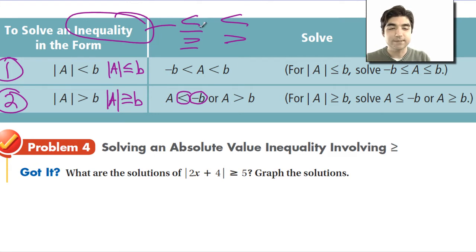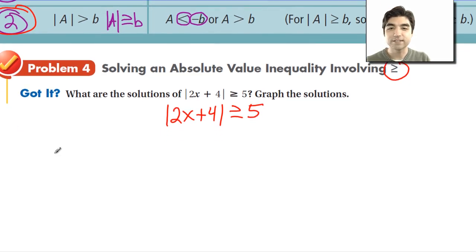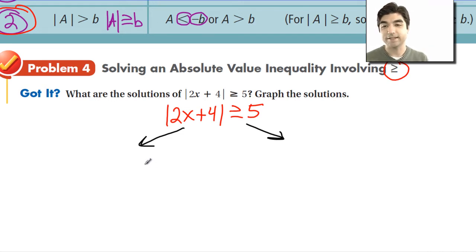So let's look at our first example here. We have an absolute value inequality involving greater than. So which situation is greater than? That's case number 2. So we need to write two separate inequalities. So we have the absolute value of 2x plus 4 is greater than or equal to 5. So we need to write two separate inequalities. As long as you just take it step by step, it's not that bad, but it takes some thinking.